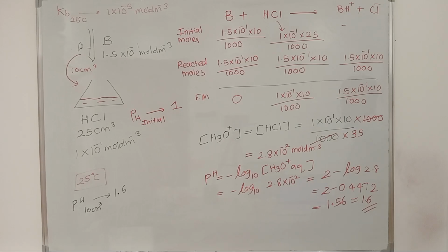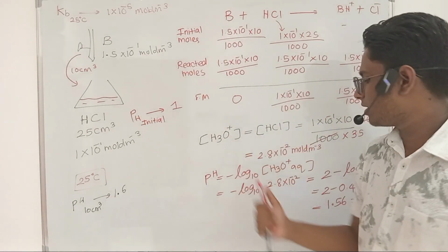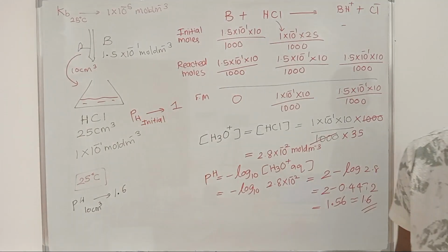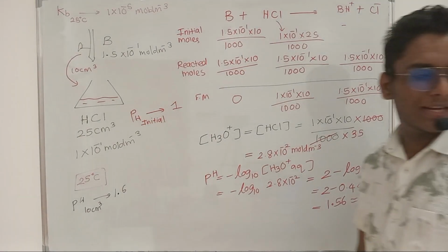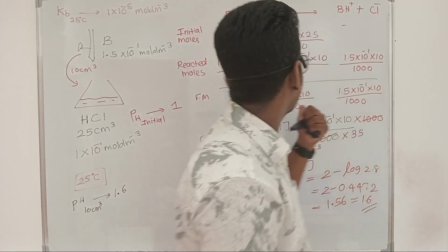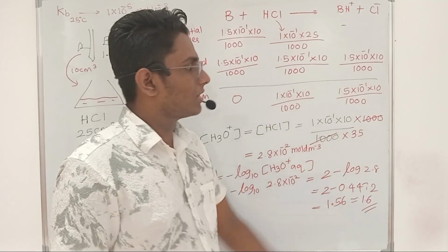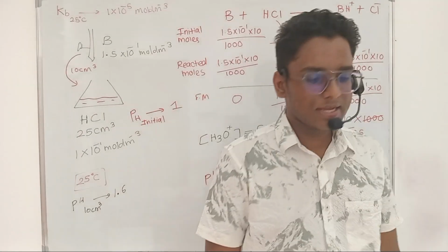Okay, they are asking the same question. There is another part. Calculate the pH of the solution in the titration flask after addition of 10 cm³ of the solution B, right? That we found. That is 1.6. Next, they are asking, can the solution in the titration flask act as a buffer solution? At the end of the reaction, there is a solution, right? So, can that act as a buffer solution?